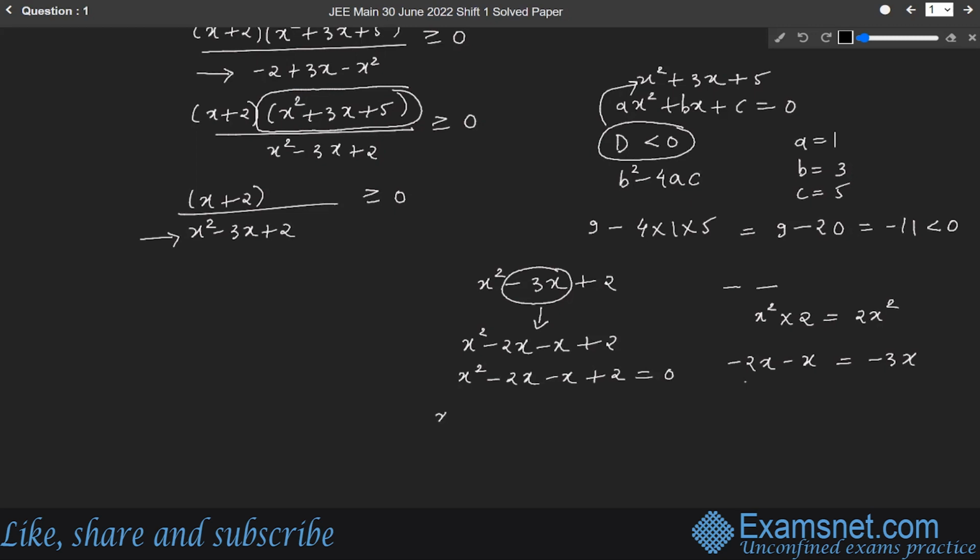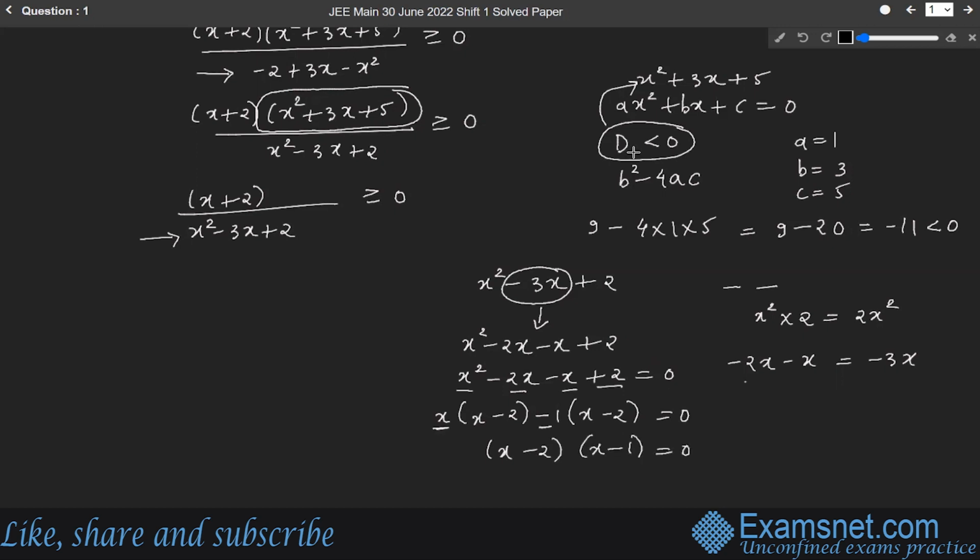Now, if we take x common from the first and second term, the remaining term is x minus 2. Similarly, when we take minus 1 common from the last two terms, the remaining term will be x minus 2. Again, x minus 2 is common, and except x minus 2, we have x minus 1.